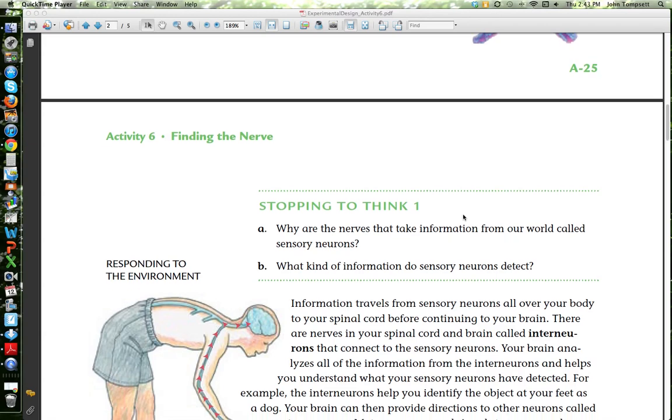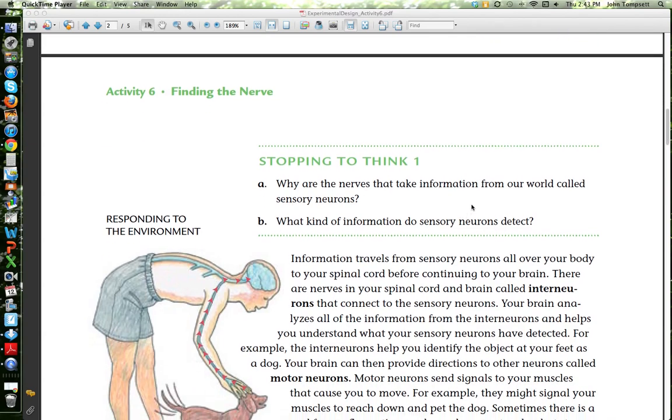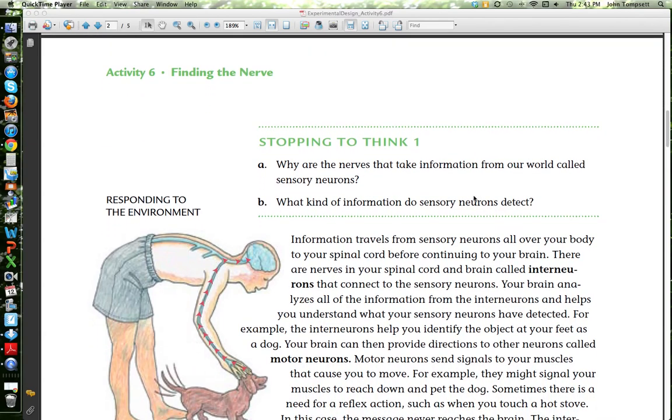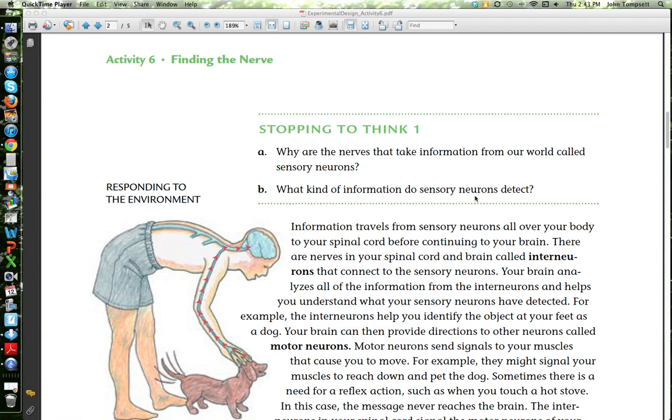Here's the first stop and think, and we would like you to record these answers in your science notebook. Why are the nerves that take information from our world called sensory neurons? Remember to answer that in a complete sentence. What kind of information do sensory neurons detect? Complete sentence. You should be able to look back, listen back to find the answers to those questions.